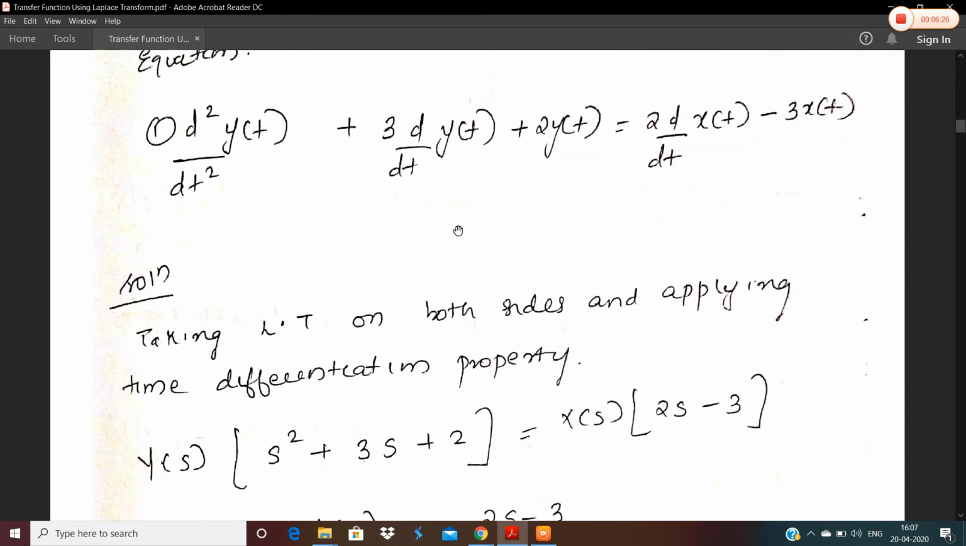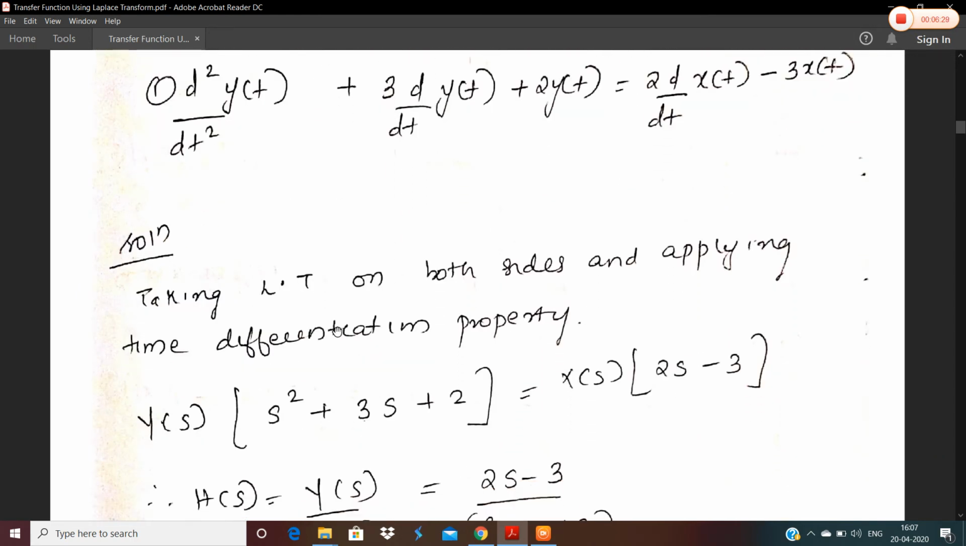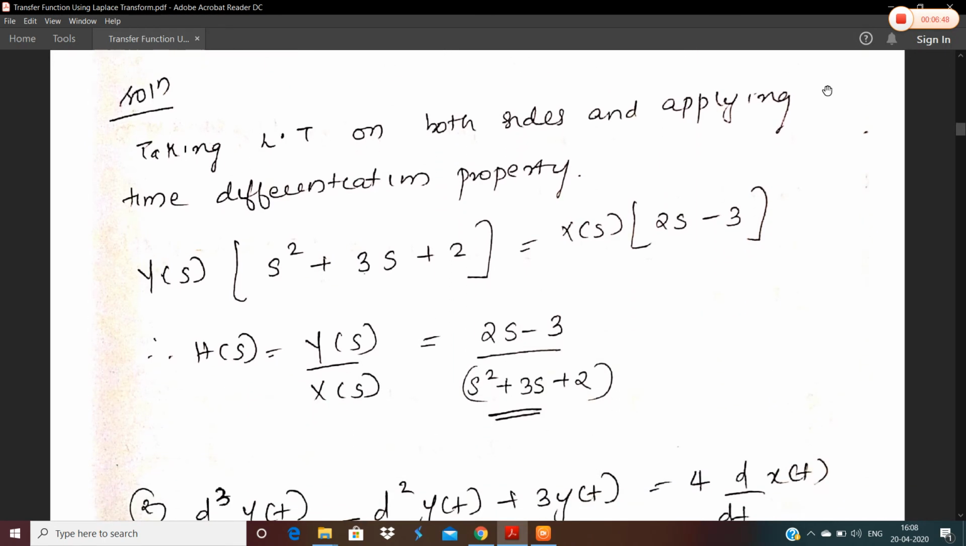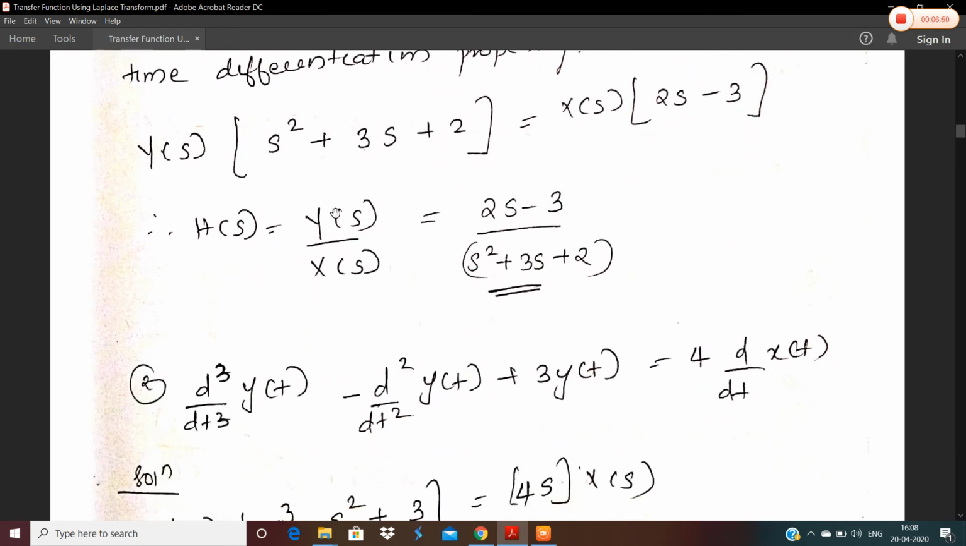So taking the Laplace transform and applying the differentiation property, all these y of t get transformed to y of s. So d square by dt square is s square, d by dt is s, and 2, there is no derivative term, so it is 2 as such, into y of s is equal to x of s into 2s minus 3. On rearranging, we get h of s is equal to y of s by x of s, which is equal to 2s minus 3 by s square plus 3s plus 2.